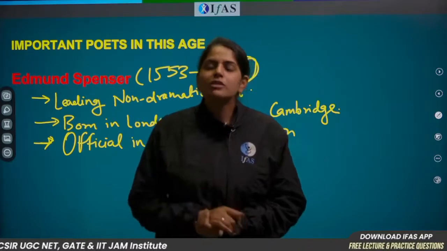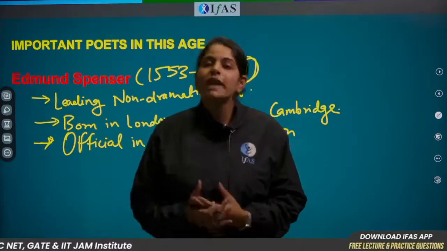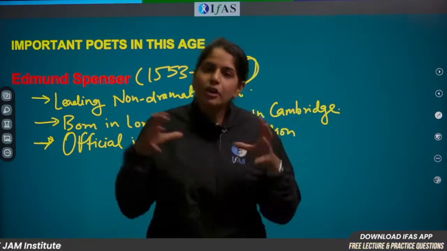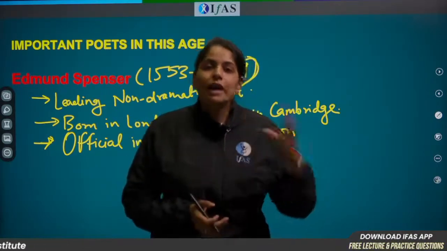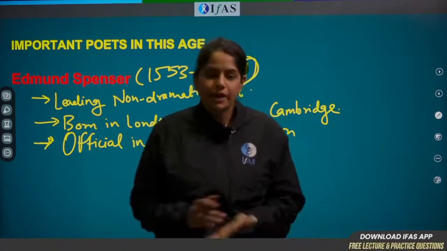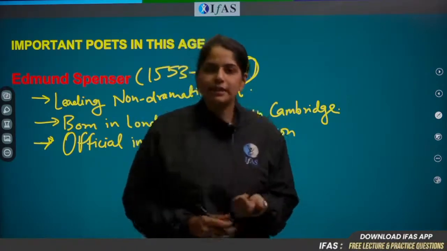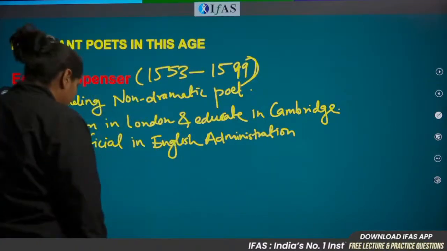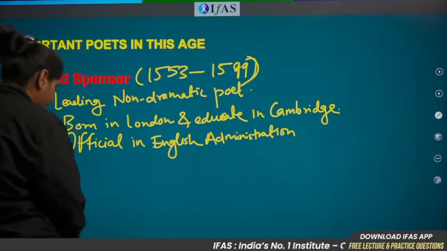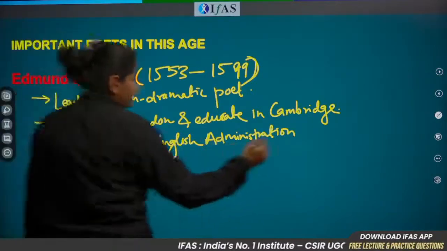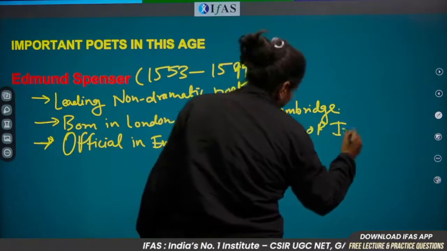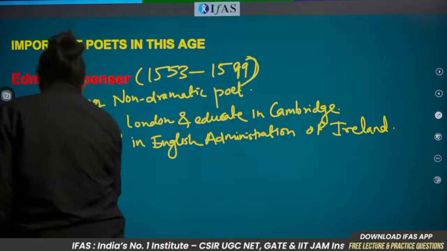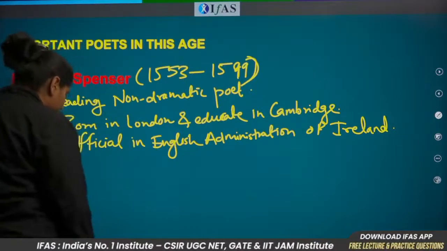Okay, so all these authors are from literature. What we actually understand is how we have to look at literature: we have to understand it from all perspectives, right? So yes, this is another thing about Edmund Spenser you have to remember. Then the next important thing is the English administration of Ireland. Okay, and now we are going to talk about his poems.